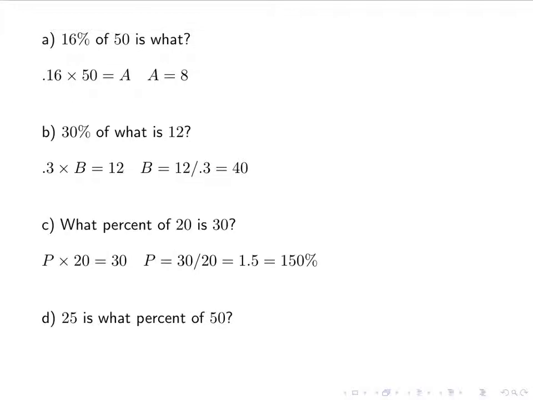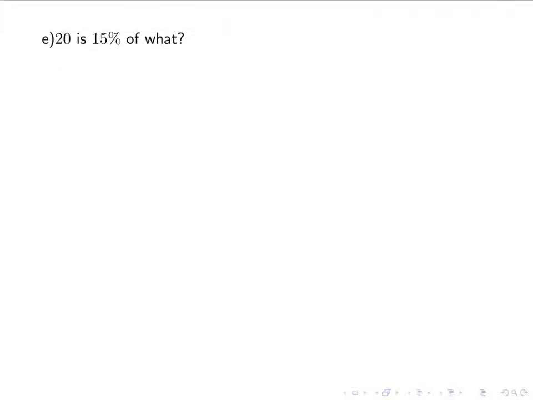D, 25 is what percent of 50? So 25 equals P times 50. P is 0.5, which converts to 50%. Okay, we got one more page of examples. So E, 20 is 15% of what? So again, 20 equals 0.15 times B.